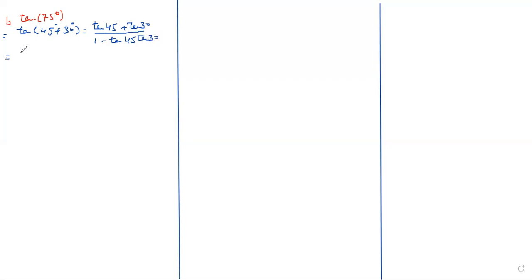This equals 1 plus 1 over root 3 divided by 1 minus 1 times 1 over root 3, which equals root 3 plus 1, just taking the LCM, over root 3, divided by root 3 minus 1 over root 3. So this root 3 got cancelled and we are left with root 3 plus 1 divided by root 3 minus 1, which is our final answer. I hope you understand it well.